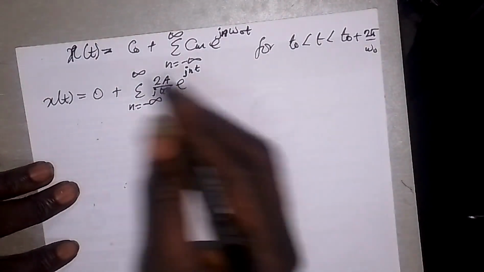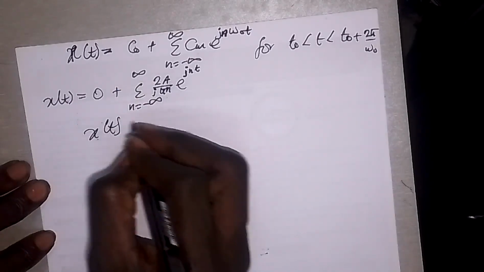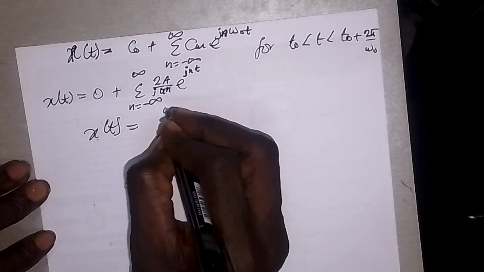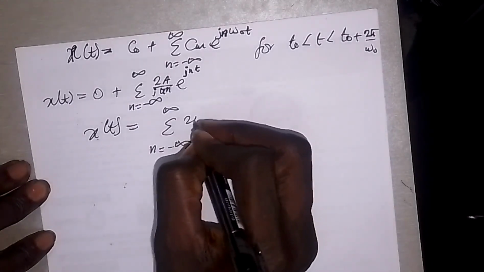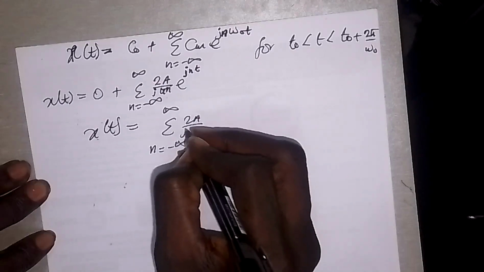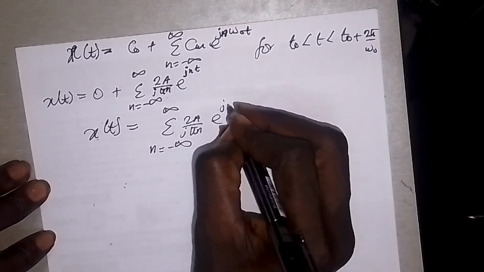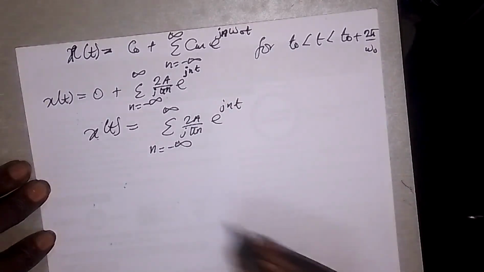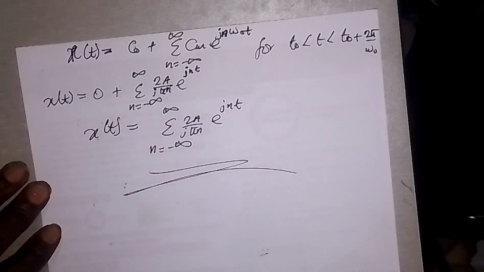You can just leave your formula in this way. If you eliminate the 0, you're going to have the summation from n equals minus infinity to infinity of 2A over j pi n times e to the power j n omega naught t. So this is what you get for your x of t.